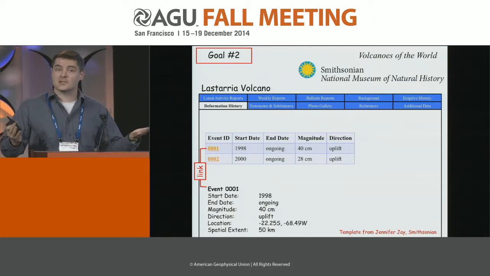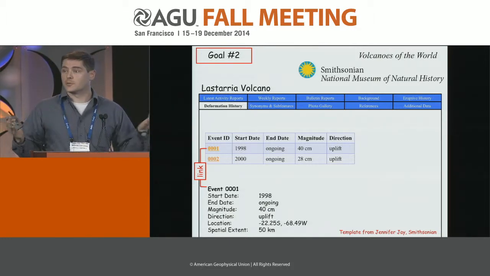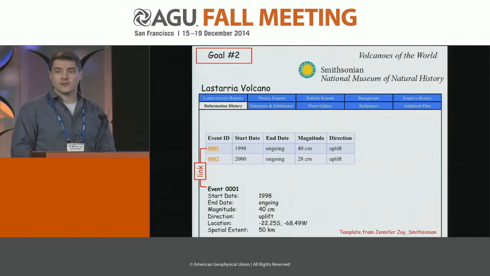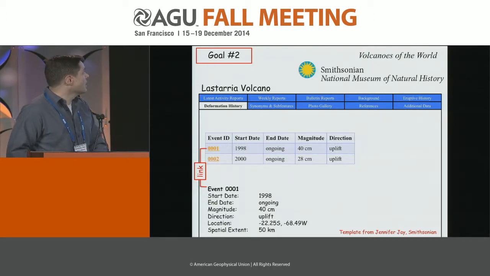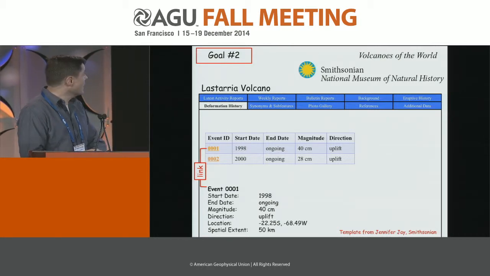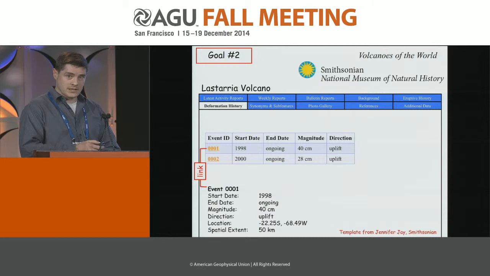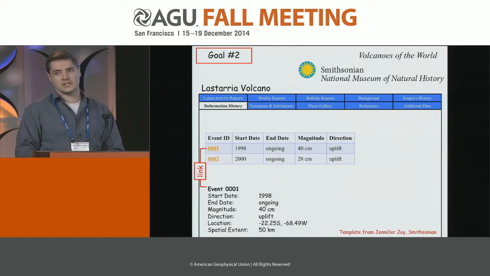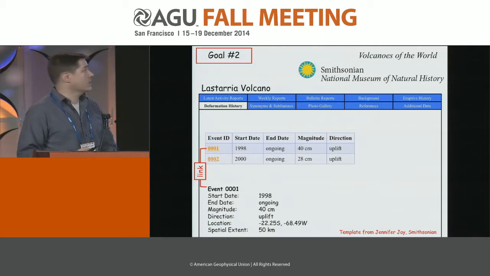So how are we going to make these volcano deformation events available for people to understand, to look for trends and understand if a pulse of new deformation is a threat or not? Well, there is a postdoc working at the Smithsonian named Jennifer Jay, who is working with the staff at the Smithsonian to incorporate deformation observations into the Smithsonian database of Holocene volcano eruptions.